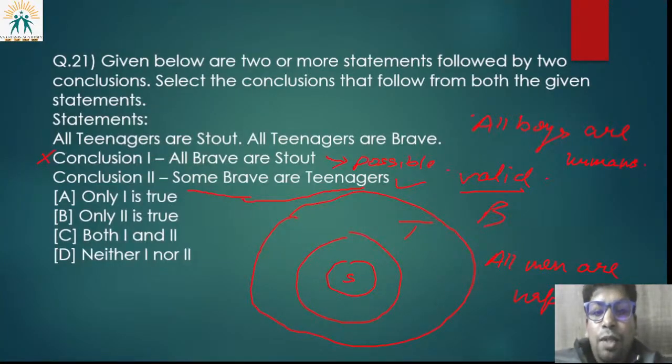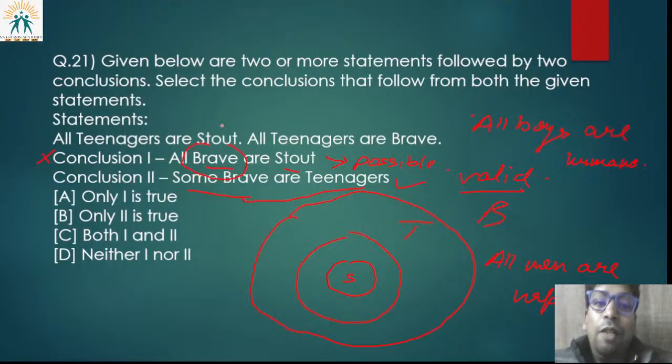So if you say all men are happy, you cannot say some happy are men, because it's not logical. This is called existential fallacy. Please remember this. In saying that some happy are men, you are assuming that at least one happy exists and happy can be quantified. So you are assuming the existence of happy. You cannot do that.